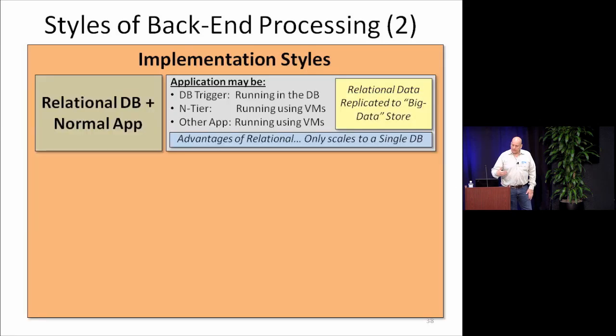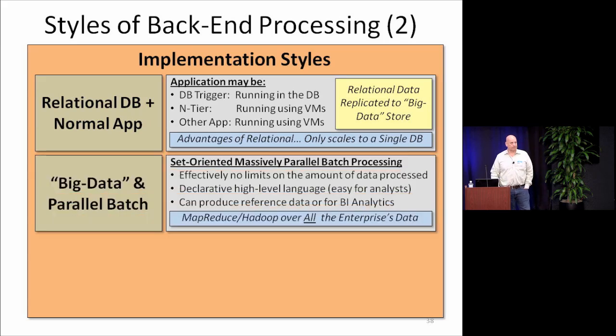So, if I dig deeper into relational DB and normal app, you know, I may have a DB trigger, N tier, other app, and that relational data is replicated to the big data store. It has the advantages of relational. It also has the advantages that you can more easily get application programmers who can solve your problem. That's one of the challenges, is how do I get normal people who can solve the back-end problem.